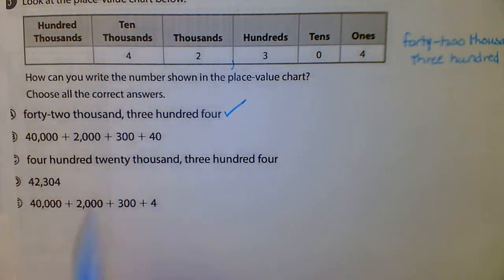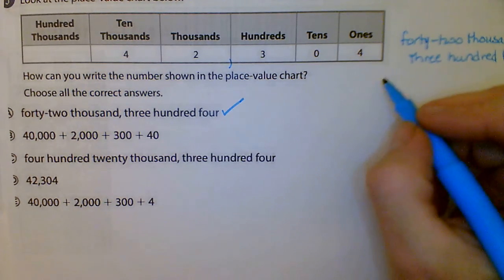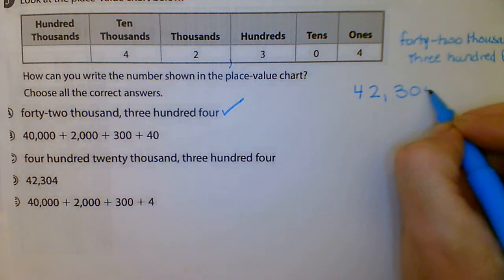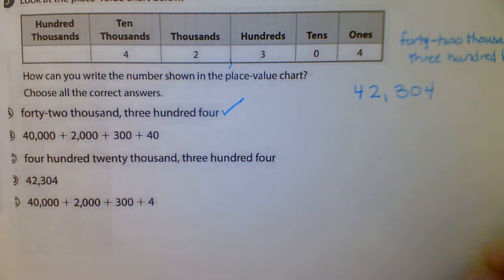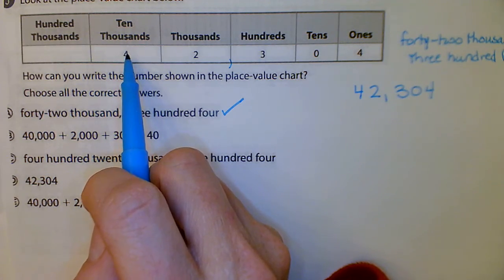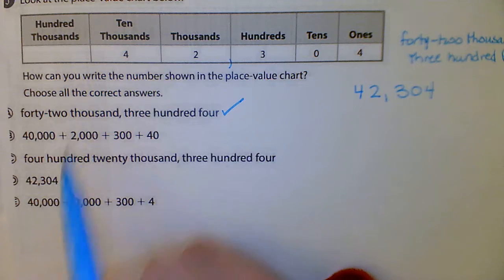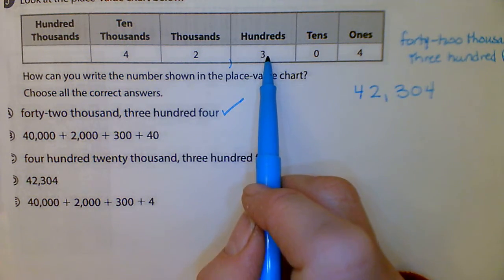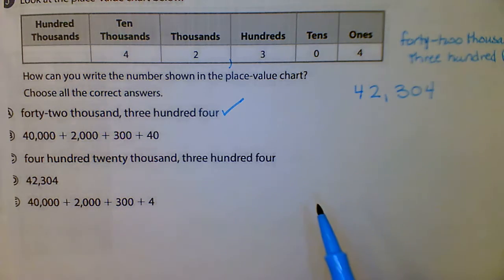So here it's asking us to do it in expanded form. I'm going to just write my number first because I want to remind you guys of the little cheat that we have for when we get stuck. So hopefully, though, you know that this is 4 10,000s. So I could write 40,000. This is 2,000s, so 2,000. This is 300, so 300. 0 10s and 4 1s.